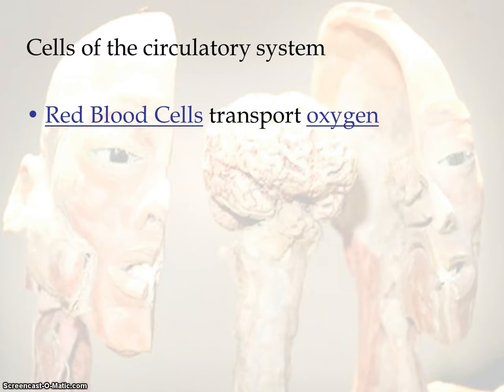Okay, the cells that make up the circulatory system. You have red blood cells, the cells that make up the color of our blood. Our blood is red. I don't care what your elementary or middle school teachers told you, they are full of it. Your blood is red because of the red blood cells, the iron found in those red blood cells. The iron is there to help transport oxygen.